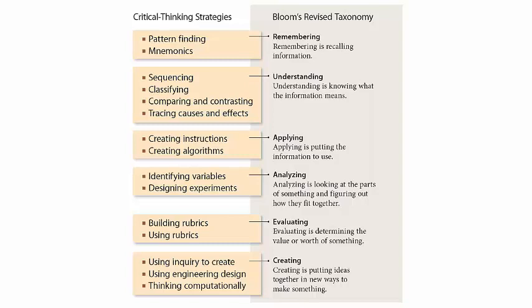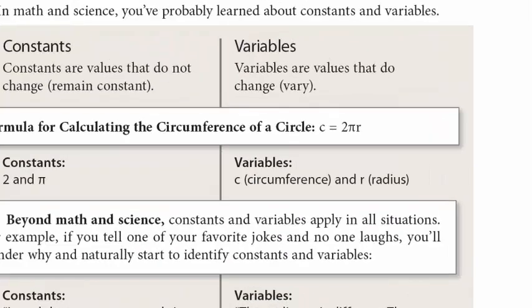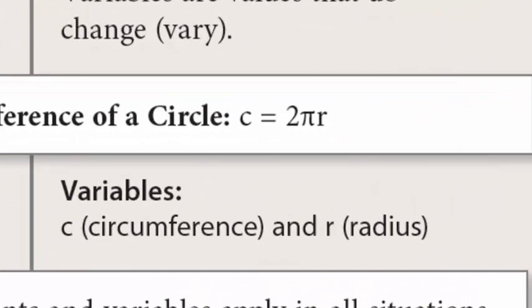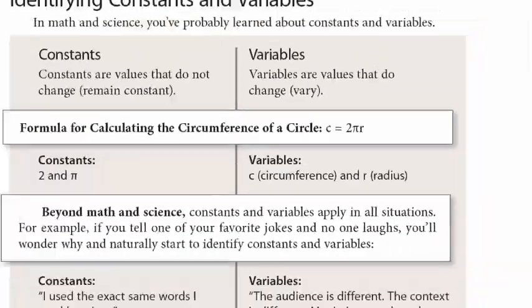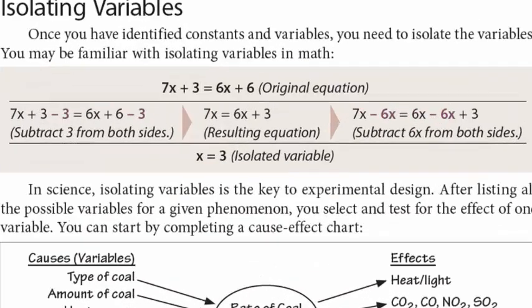Let's look at identifying variables. Math has taught us what constants and variables are. Constants are values that do not change, and variables are values that do change. For example, in the formula c equals 2 pi r, c and r are variables, and 2 and pi are constants. Math has also taught us that if we can isolate a variable, we can solve a problem.